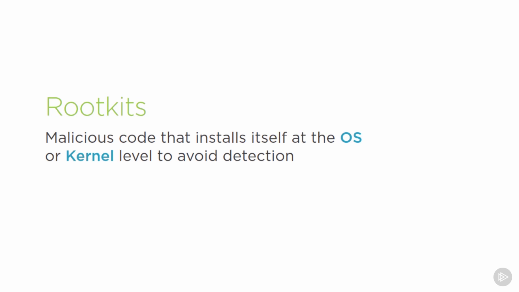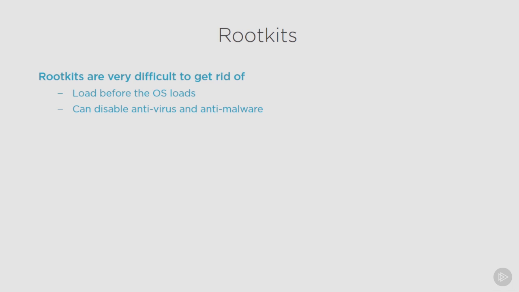Okay, the next thing is a rootkit, and a rootkit is malicious code that installs itself at the OS or kernel level to avoid detection. So it will start up before your actual system starts up in many cases. So they can be very difficult to detect, right? And also, as you may imagine, very difficult to get rid of. And the reason why being they load before the OS loads, and they can disable antivirus and anti-malware.